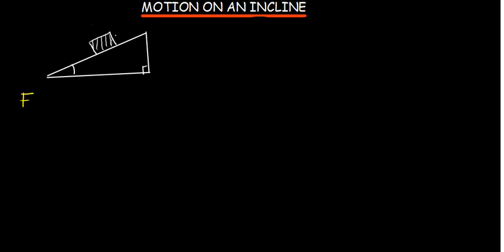So what if the incline has friction? In the previous one we looked at a frictionless incline. What if there is friction? Maybe you've been told that the coefficient of kinetic friction between the object and the incline is 0 point something. What if there is friction? What happens?